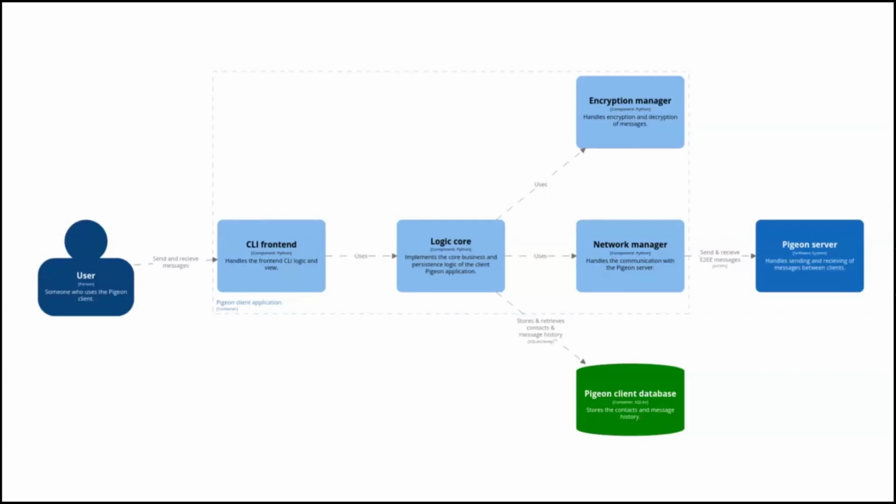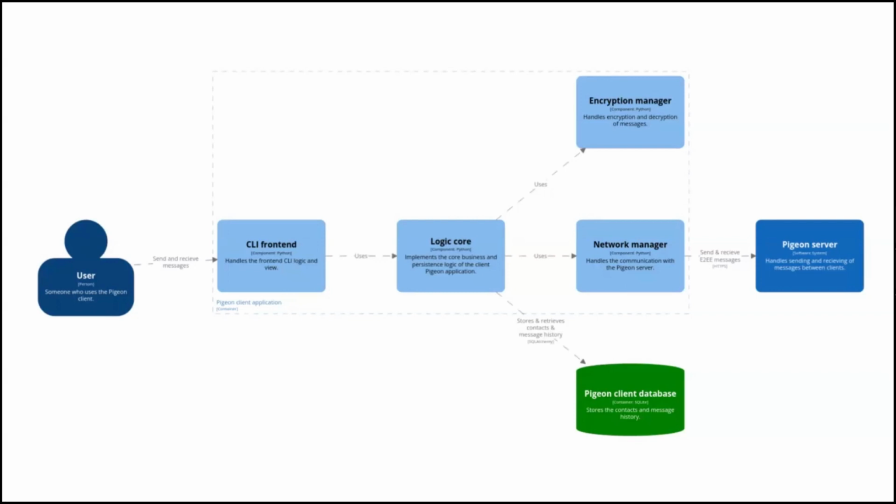This is the Pigeon client component diagram. In this, we have the CLI front end. This is the command line interface through which users can interact with the application. Then we have the logical code. This manages the networking, encryption, and data persistence. It acts as the brain of the client, coordinating various tasks. Then we have the encryption manager, which handles the encryption and decryption operations using robust encryption algorithms like RSA.